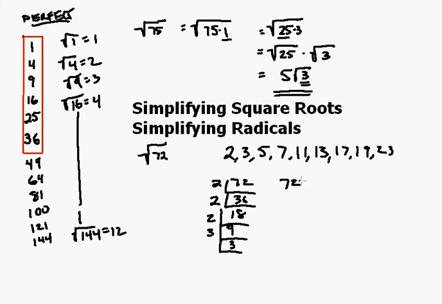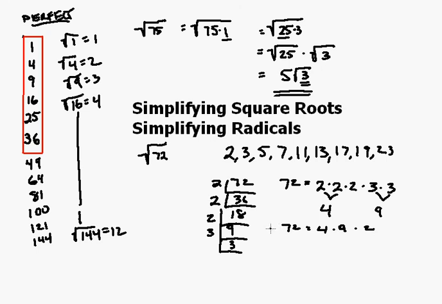So 72 is equal to 2 times 2 times 2 times 3 times 3. All right? So if I take 72 now, I could rewrite this again. So I'm looking at a perfect square. Here's 4. Here's a perfect square of 9. So I can rewrite 72 as 4 times 9 times 2.